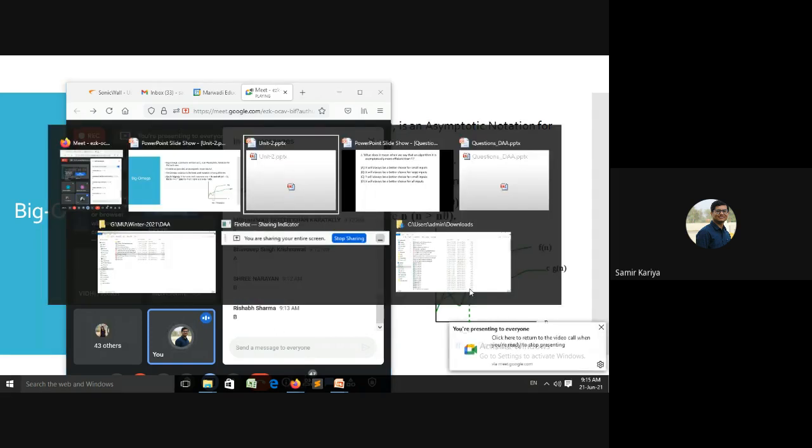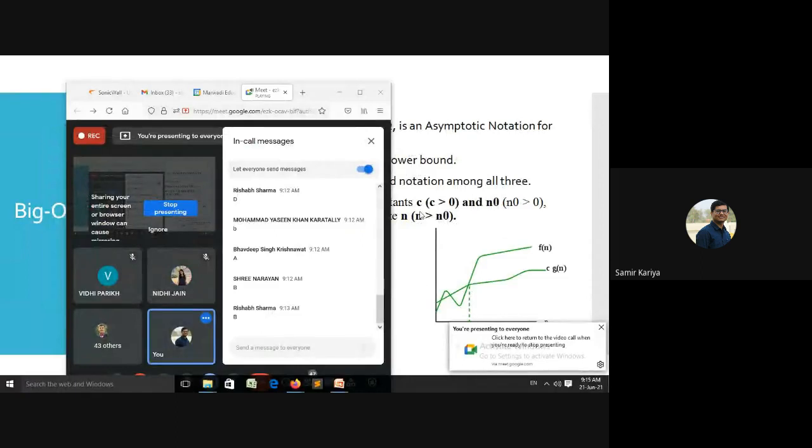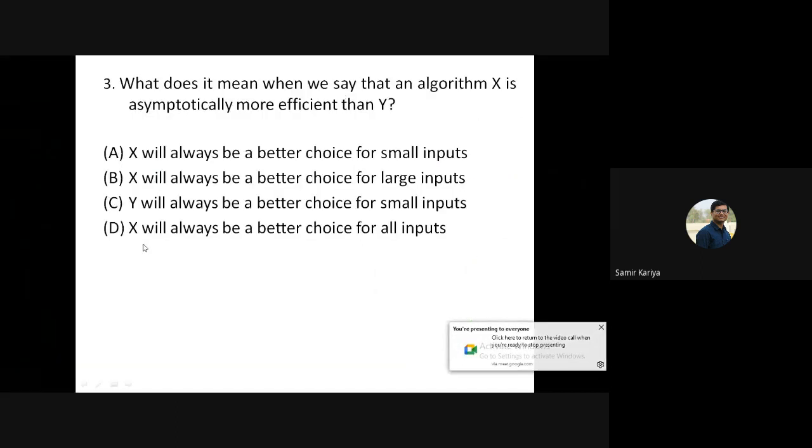That's why option D is wrong. We cannot say that for all the inputs. We are saying that only for the large inputs. So that's why option B is correct.